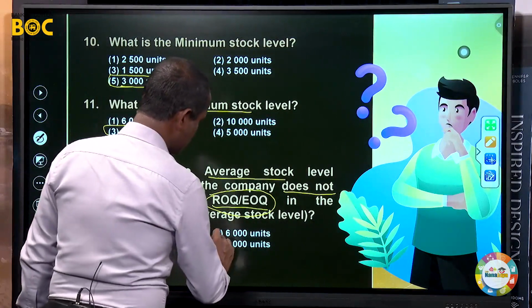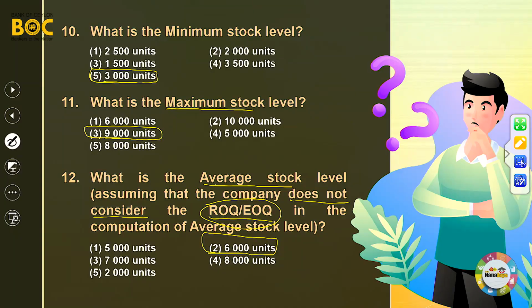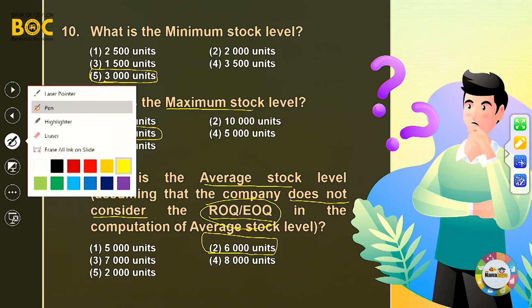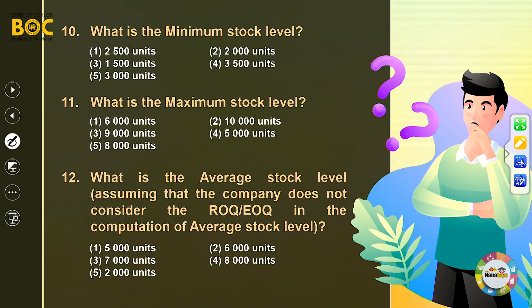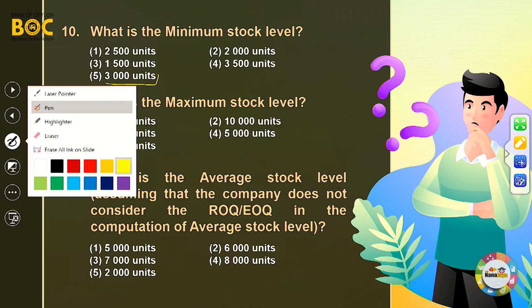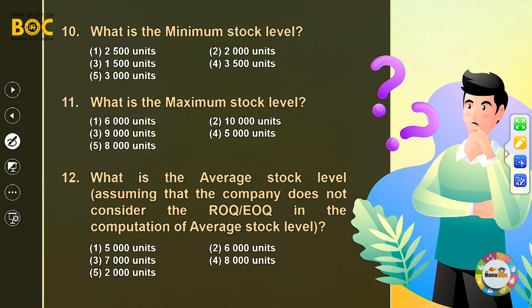The answer to question number 9 is the second answer. The 10th question, third answer. The 10th question, fifth answer, 3,000 units. The 11th question, 9,000 units. The 12th question, 6,000 units.